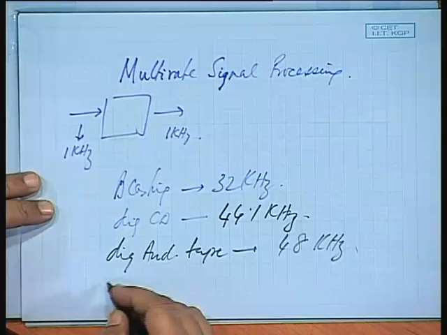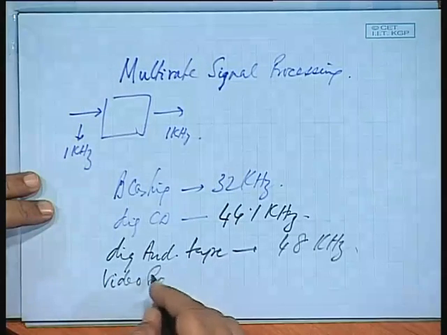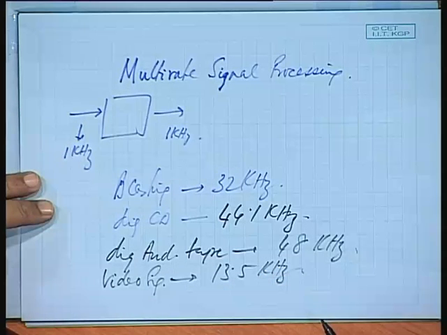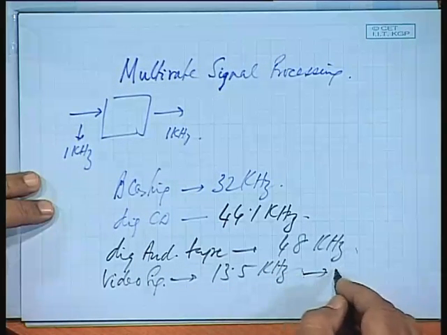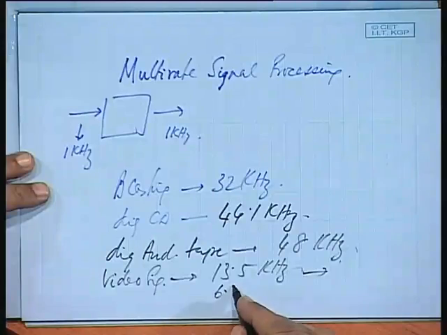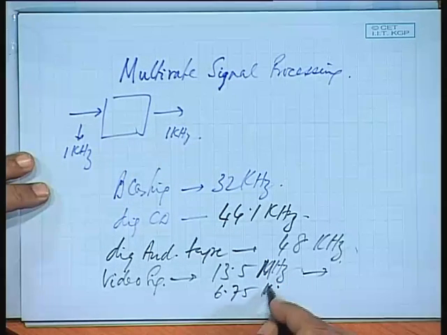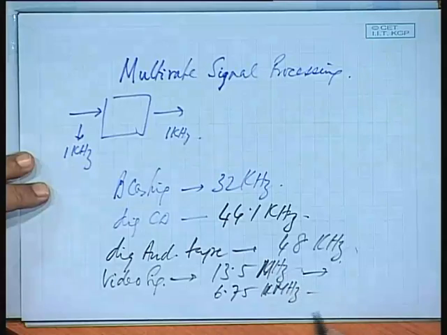Then video signals, 13.5 megahertz. This is for luminance. In a video signal there are two components that we send. One is luminance, the other is a color difference signal. The color difference signal is at 6.75 megahertz. Even in telephony, in a telephonic message we normally take 8 kilohertz.